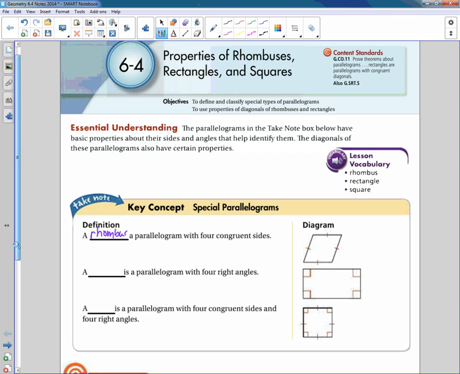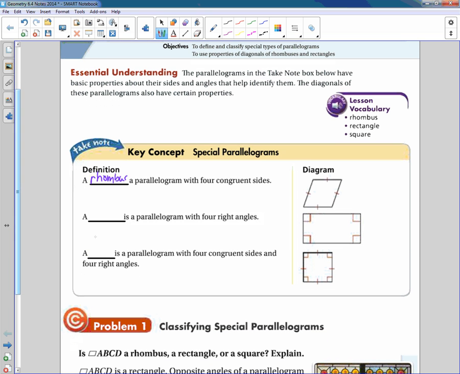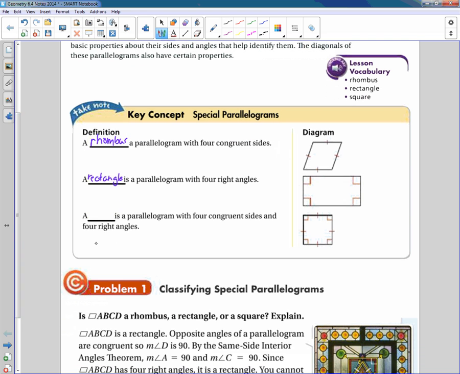Then the next one we have is a blank is a parallelogram with four right angles. So which one is a parallelogram with four right angles? A rectangle. So we'll put rectangle right here. And the third example is a blank is a parallelogram that has both four congruent sides and four right angles. So what is that one? That one is a square.